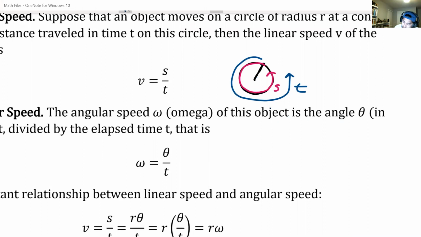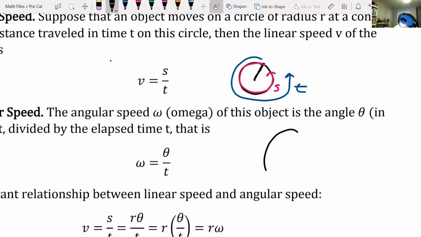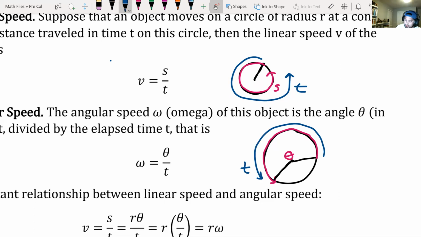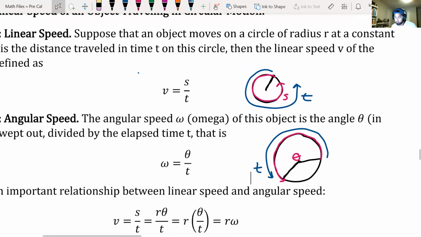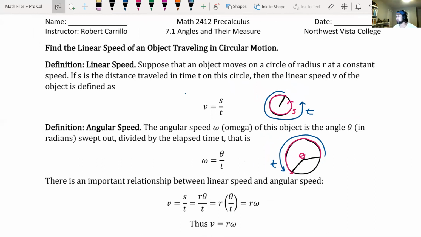So what would be another good picture of this? Let's say we start here and then we travel around the circle. Let's say we stop there. That's perfect. Give a little more of an angle. So what we're looking at is how much of an angle was swept out. That'll be our theta over the amount of time t. So for angular speed, it just wants to know how many radians we have swept out as we have traveled around this circle.